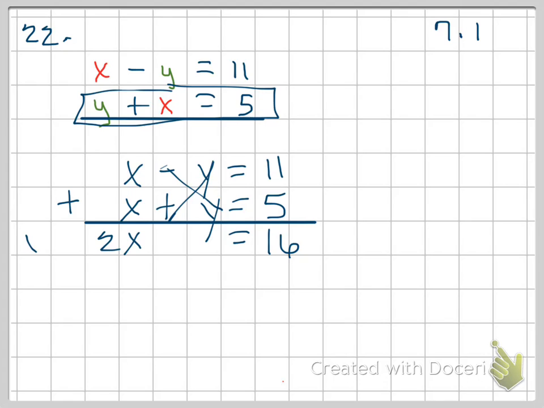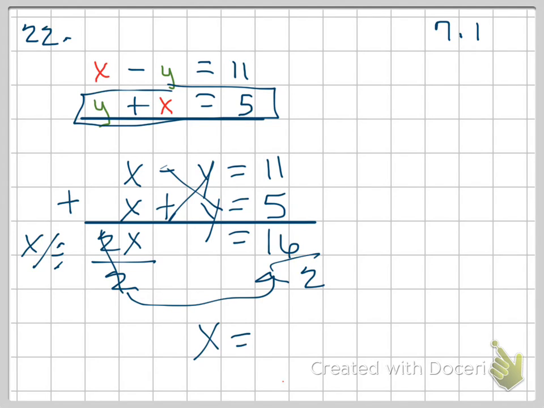The opposite operation of multiplication is division. So if we divide this side by 2, we get 2 over 2, or 1. So we are eliminating that. And what we do to this side, we've got to do to that side. So we'll divide that side by 2. So x is equal to 8.